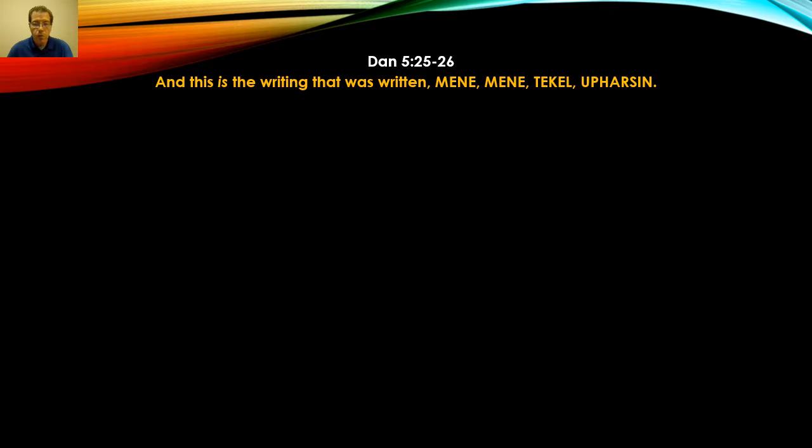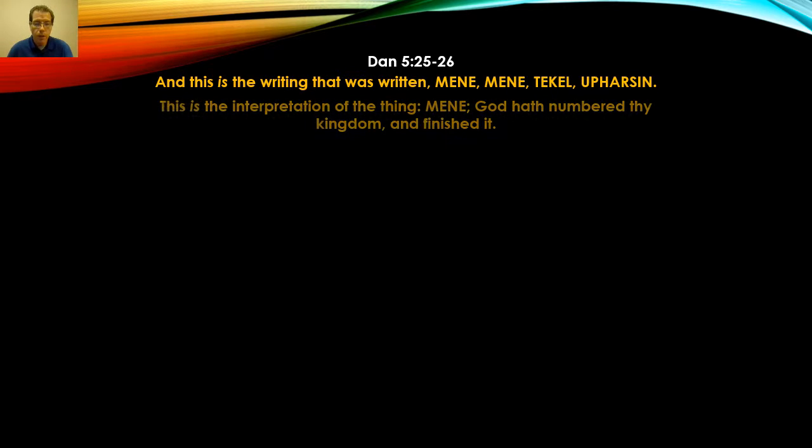The writing is on the wall, so let's look at it. In Daniel 5, the writing that was written, Mene, Mene, Tekel, Upharsin. The interpretation of the thing, Mene: God hath numbered thy kingdom and finished it. This kingdom is numbered, and you can see it with your eyes.